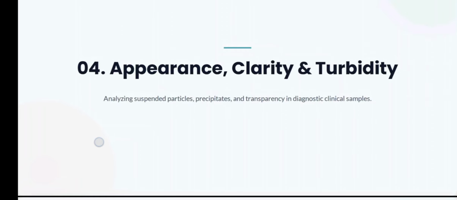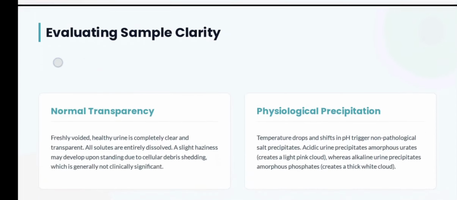Appearance, clarity, and turbidity. Analyzing suspended particles, precipitates, and transparency in diagnostic clinical samples. The appearance of urine is assessed by observing its clarity. Normal urine is usually clear. Cloudy urine may indicate infection or presence of abnormal substances.